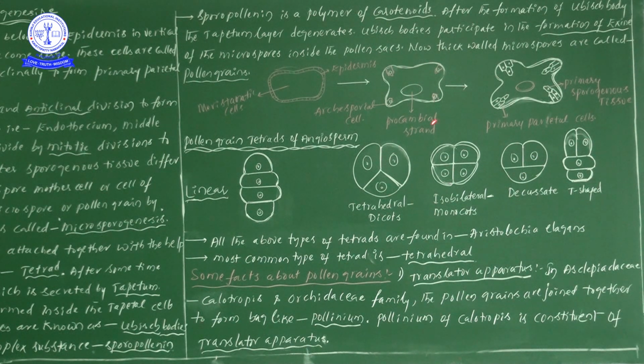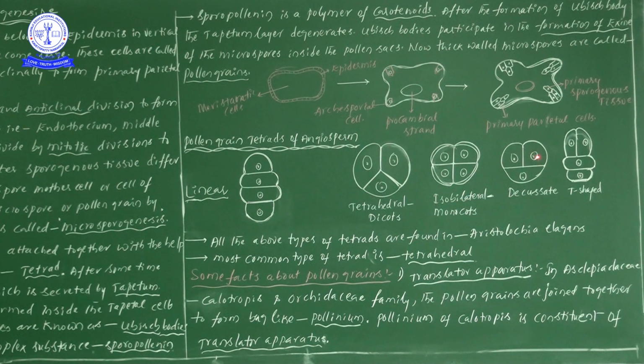Next one, isobilateral. The arrangement seems to be the same, and 4 will appear. That kind of arrangement of tetrads we take as isobilateral. Familiarly we can observe it in monocotyledons.